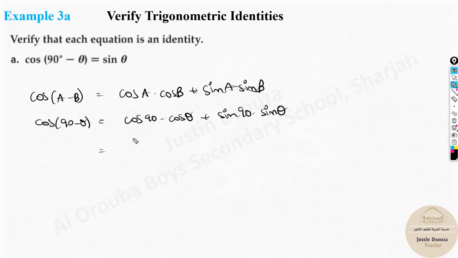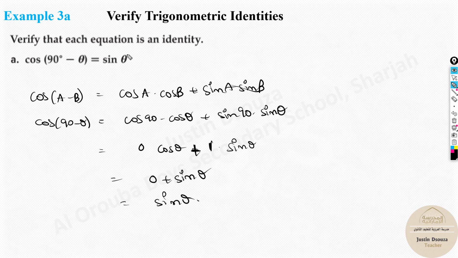So let's write the answer. Cos 90 is always 0. Cos theta, plus sine 90 is 1. And what is remaining? Sine theta. So here 0 times anything is 0, plus 1 times sine theta is sine theta itself. This only one remains, so it is basically sine theta.